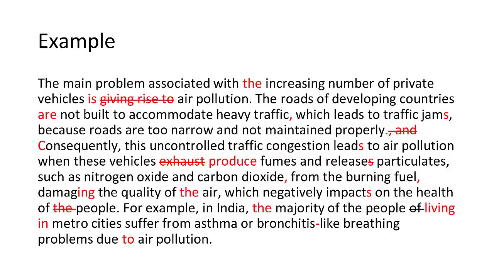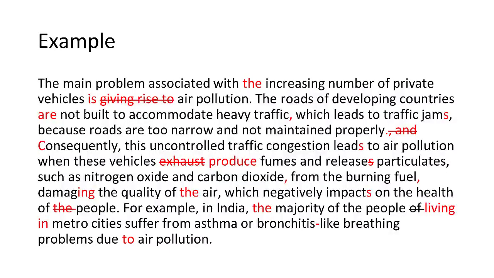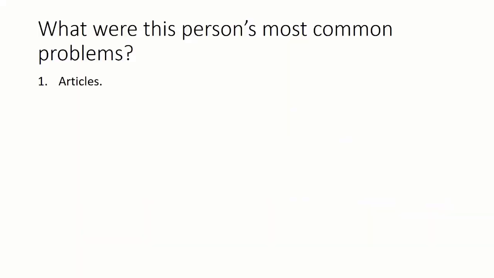So compare this one with this one. So even though there are how many? 1, 2, 3, 4, 5, 6, 7, 8, 9, 10, 11, 12, 13, 14, 15, 16, 17. There's 18 mistakes in that. But most of the mistakes come from three categories. All right, they're articles, uncountable nouns, and subject-verb agreement. Three things that we've done already on this course.